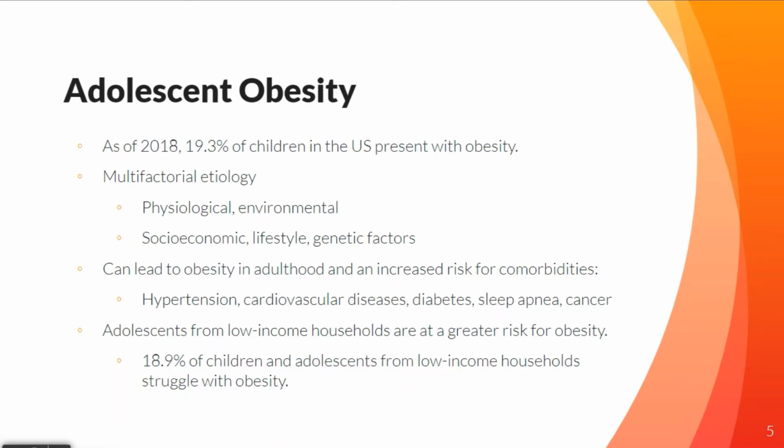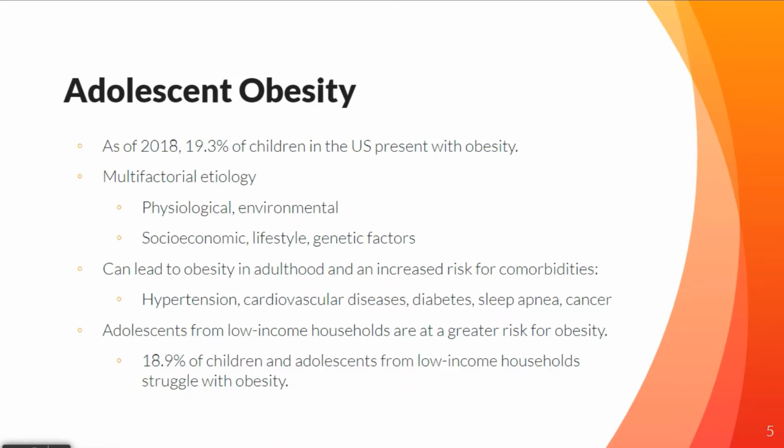Most recent statistics state that 19.3% of children in the U.S. present with obesity. Adolescent obesity is known to have a multifactorial etiology, meaning that it can be caused by several physiological, environmental, socioeconomic, lifestyle, and genetic factors. An example of this would be having obese parents, coming from low socioeconomic status, as well as recreational accessibility barriers.